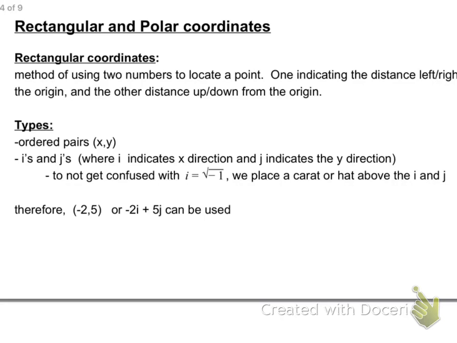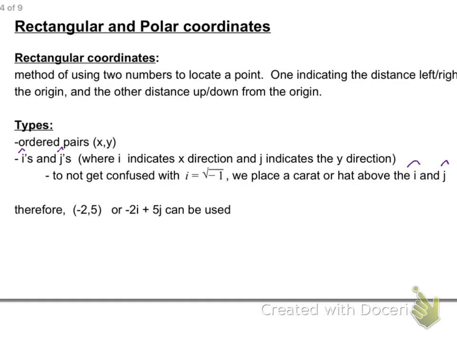We also have i's and j's. It's i hat, j hat, eventually, where i indicates the x direction, j indicates the y direction. Don't get that confused, guys, with i being the square root of negative 1. So technically, I'm going to modify this. I'm going to put a little hat above it. They're little carets, okay? So we place a little caret above the i and the j. This denotes i hat, j hat, your x direction, your y direction.